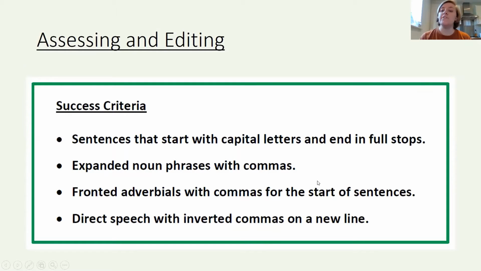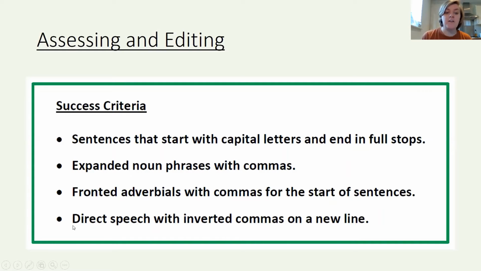Okay, expanded noun phrases with commas. Remember, adjective, comma, adjective, noun. So you need a comma in between those two adjectives. For example, the cruel, comma, monstrous witch. Okay. Front adverbials with commas for the start of sentences. Remember, we were using adverbials of time and of place. So it could be deep in the dark forest, comma, or earlier that afternoon, comma. So time and place with a comma after it, and then carry on the sentence.